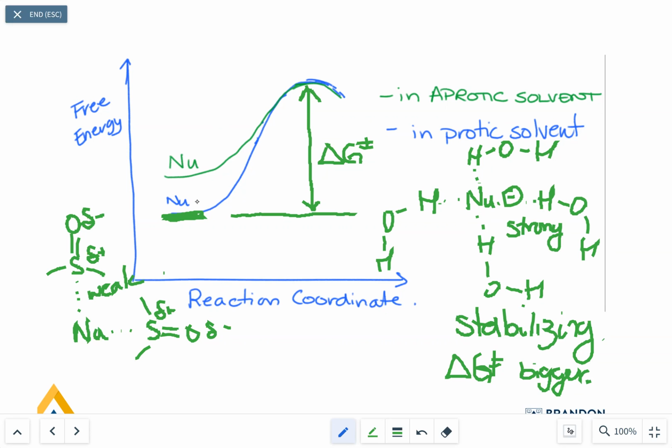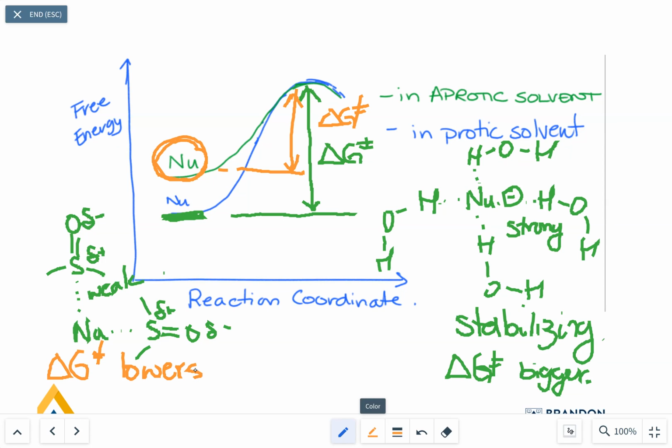So you're less stabilized. So in these cases with the protic solvents, I should have done this in a different color. You're way up here. You're at a higher energy, which means that this delta G dagger, the activation energy, is lower. So it's easier to get over that hump because you don't have to shed the solvent, because this interaction's so weak.